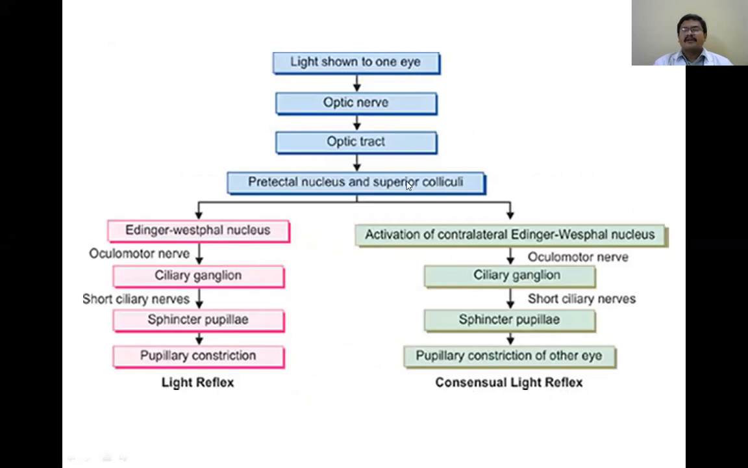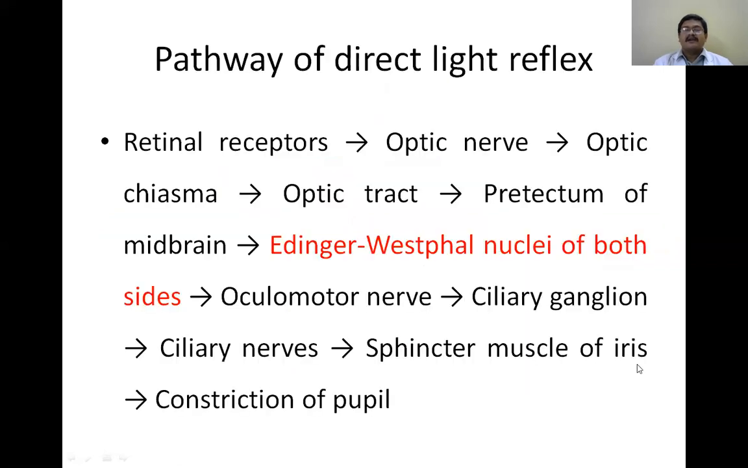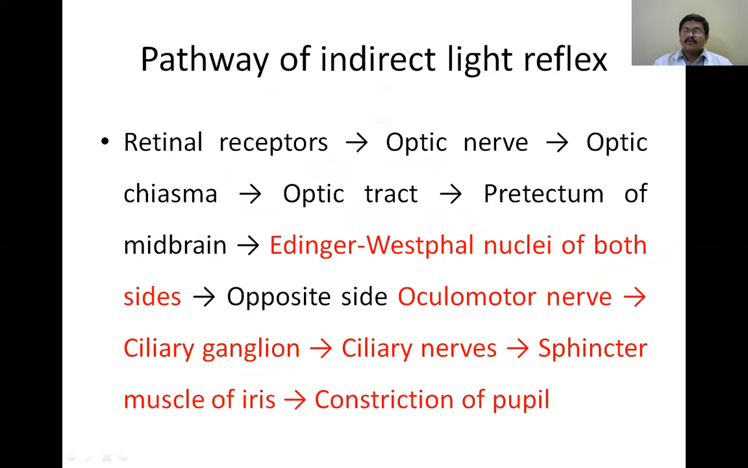It goes through the optic nerve to the pretectal nucleus, the superior colliculus, and to the Edinger-Westphal nucleus, and activates even the contralateral Edinger-Westphal nucleus, and goes to the ciliary ganglia and to the sphincter pupillae, producing pupillary constriction, both the direct and the indirect light reflex. The pathway: retinal receptor, optic nerve, optic chiasma, optic tract, pretectum of the midbrain, Edinger-Westphal nucleus, and it goes to the oculomotor nerve and the ciliary ganglia, ciliary nerve, sphincter muscles of the iris, constriction of the pupil. For the indirect reflex, it goes to both sides and stimulates the opposite oculomotor nerve, ciliary ganglia, ciliary nerves, and produces the constriction of the pupil.